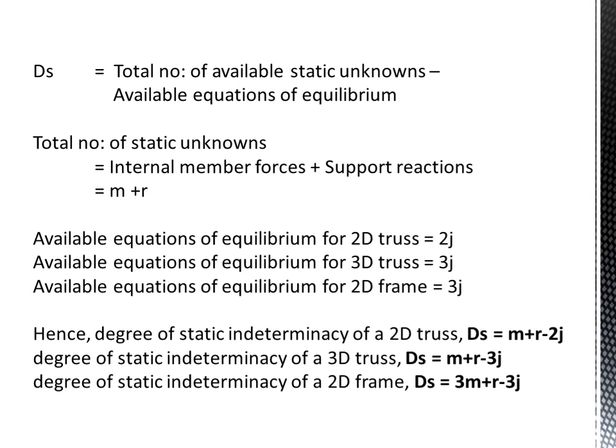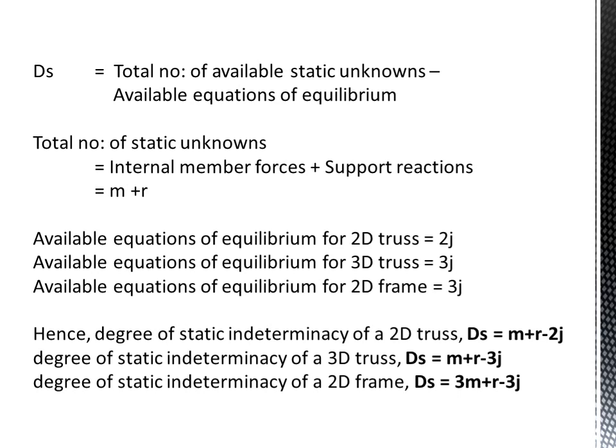So the total number of static unknowns for a 2D truss and for a 3D truss is given by M plus R, and the total number of static unknowns for a 2D frame is given by 3M plus R. Now we have to calculate the available equations of equilibrium.